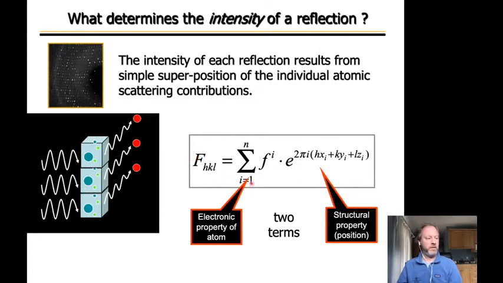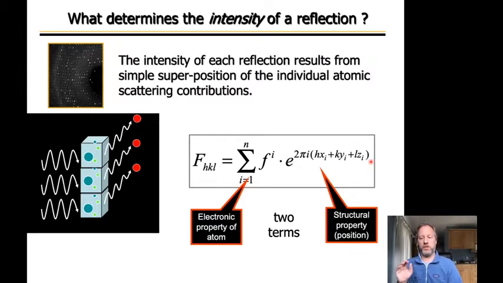So F, the structure factor, depends on the electronic property of the atom that is being diffracted, as well as the positional property, so where that atom is and the electronics of that atom. So the intensity of those reflections is due to those two factors.